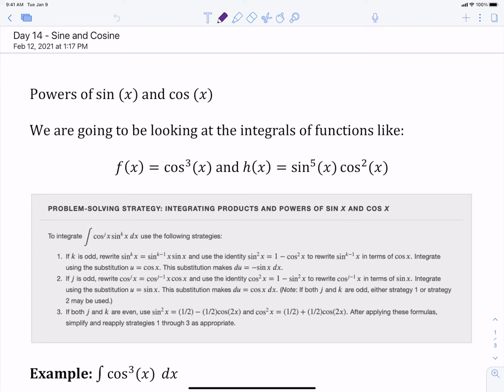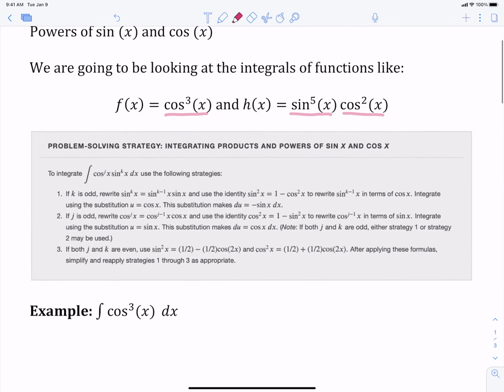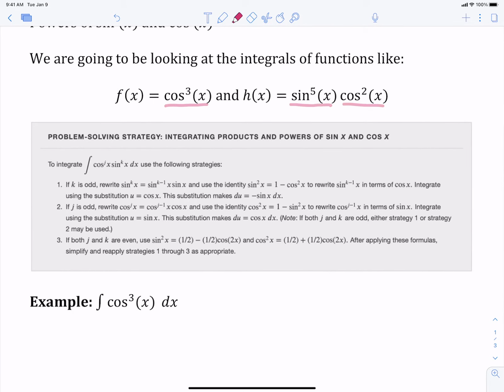We're going to start off looking at trig integrals with powers of sine and cosine. So we're going to be looking at functions like cosine cubed of x or sine to the fifth times cosine squared. So where we've got various powers of sine and cosine possibly multiplied by each other, but maybe just one of them. So there is a problem solving strategy given in the OpenStax book, and we'll kind of walk through this here.